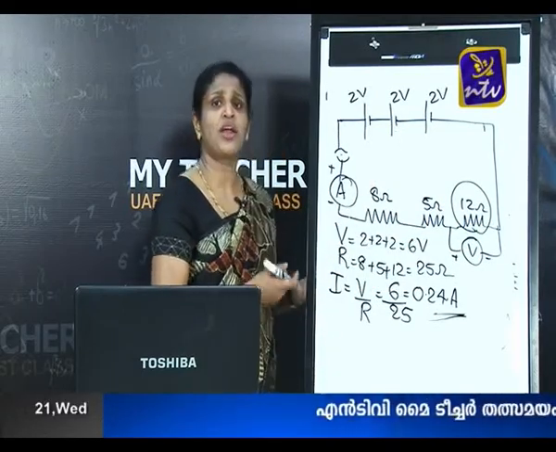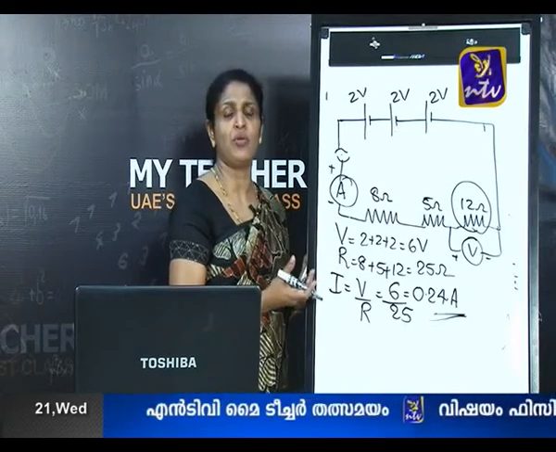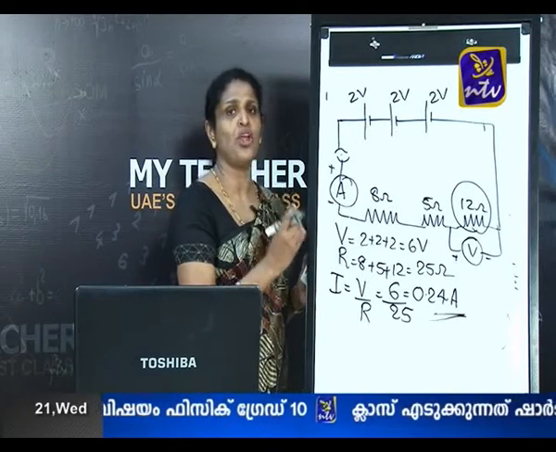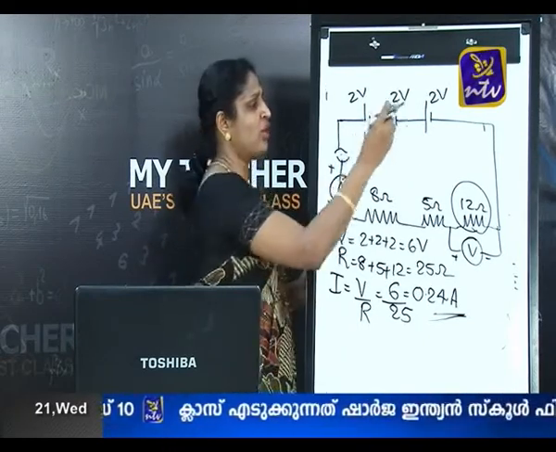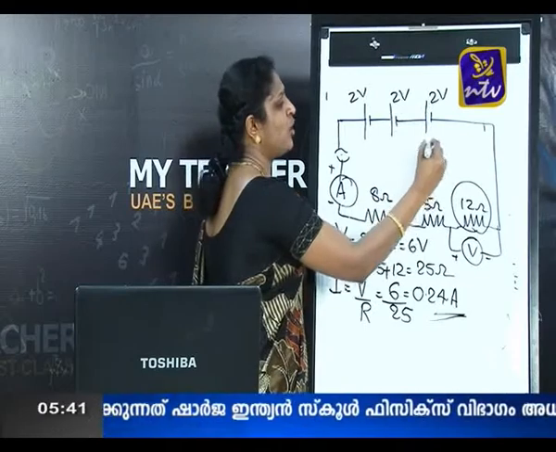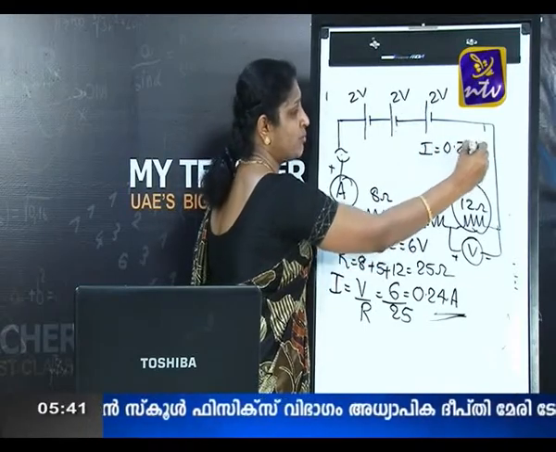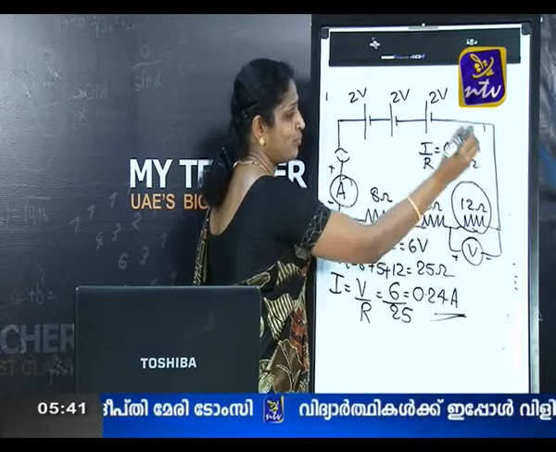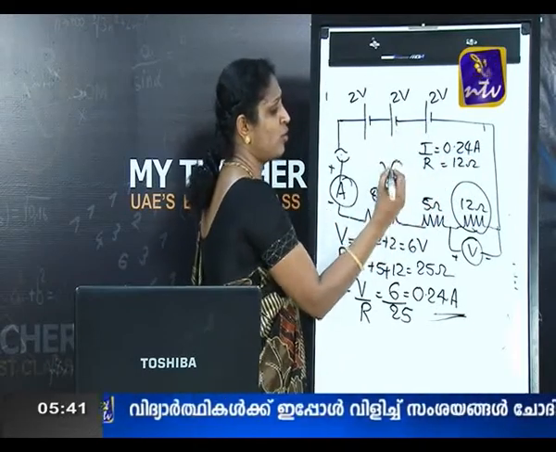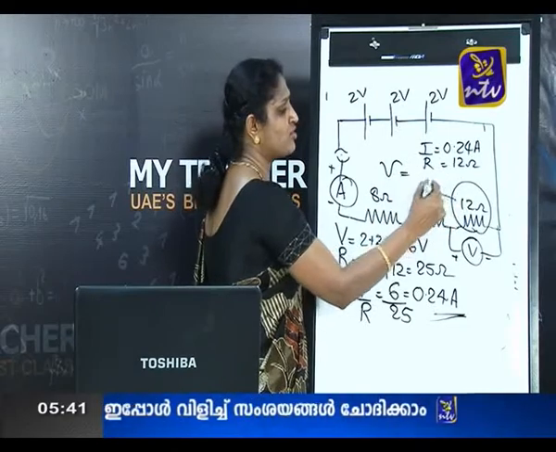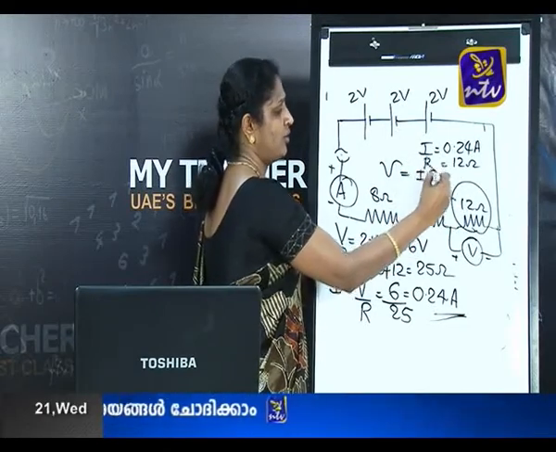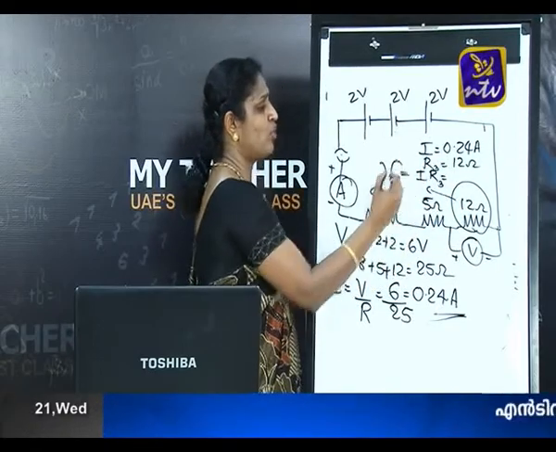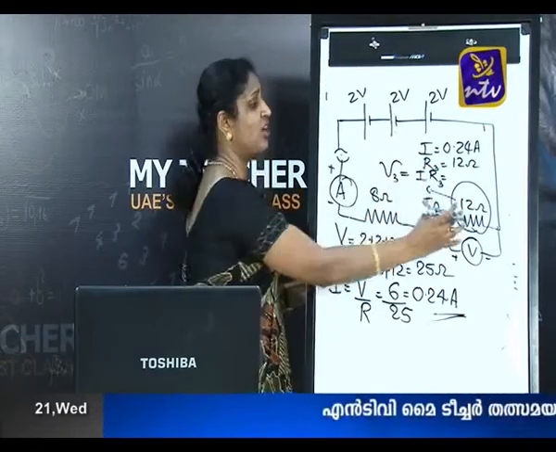Since 12 ohm is connected in series with 8 ohm and 5 ohm, the current through the 12 ohm resistor is also 0.24 ampere. So, we know the current through 12 ohm. The current through 12 ohm is equal to 0.24 ampere. The resistance of 12 ohm resistor is equal to 12 ohm. So, naturally we can find out the voltage across 12 ohm resistor alone as IR. If I name this resistor as R3, I can name this voltage as IR3.